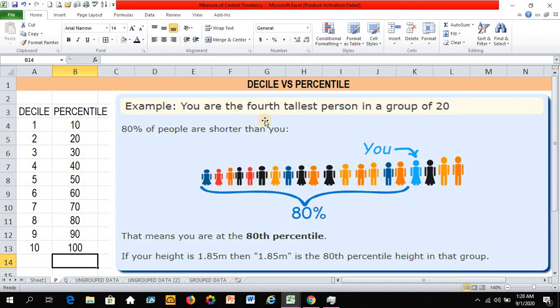Now, itong figure na ito ay mga tao. So, example, you are the fourth tallest person in a group of 20. So, 20 kayo, and then sinabing ikaw yung pang-apat na pinakamatangkad. Ang ibig sabihin nun, 80% of people are shorter than you. Shorter yung pinag-uusapan. So, na-arrange kayo from shortest to tallest. And then, itong 16 na ito yung 80% na mga tao na mas maliit sa'yo. At tinatawag yan na 80th percentile or pwede rin nating sabihin 8th decile.